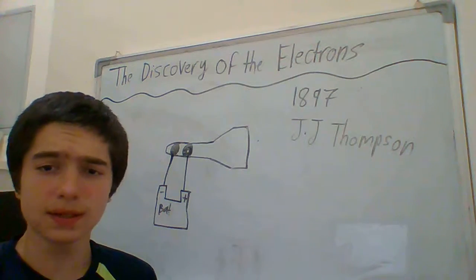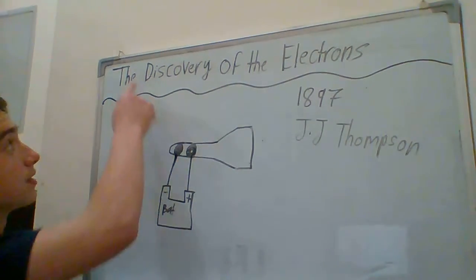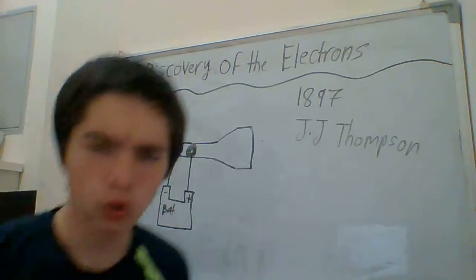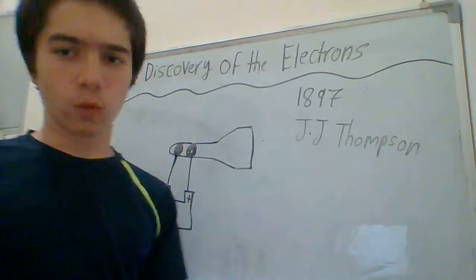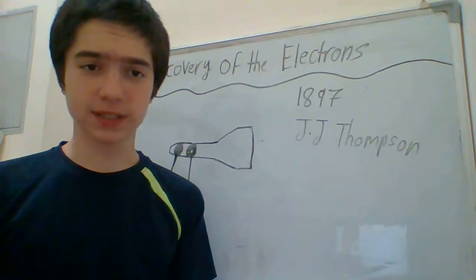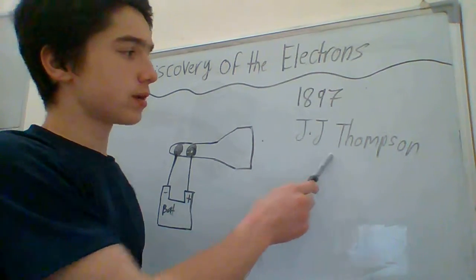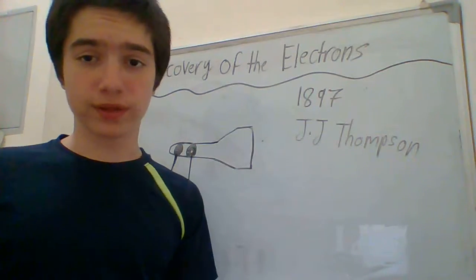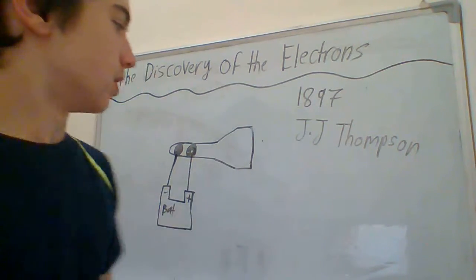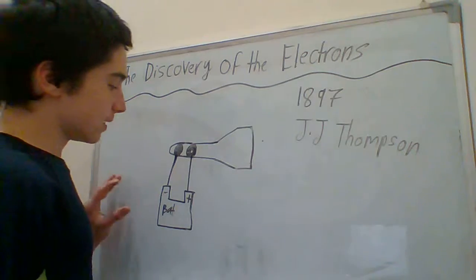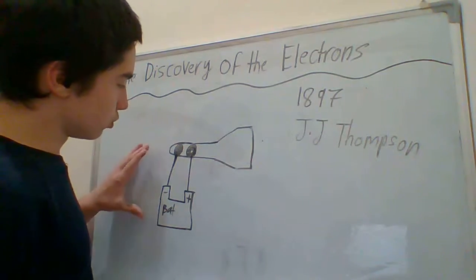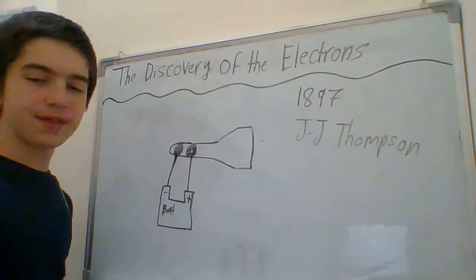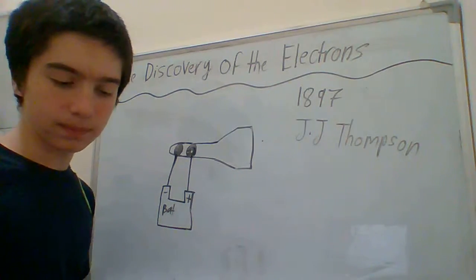Hi! In this lesson, I'm going to talk about the discovery of the electrons. Okay, so who discovered the electrons? Well, it was the British physicist J. J. Thomson. He discovered it in 1897 with his co-workers. As you can see here, he's using the apparatus which is called the cathode ray tube.